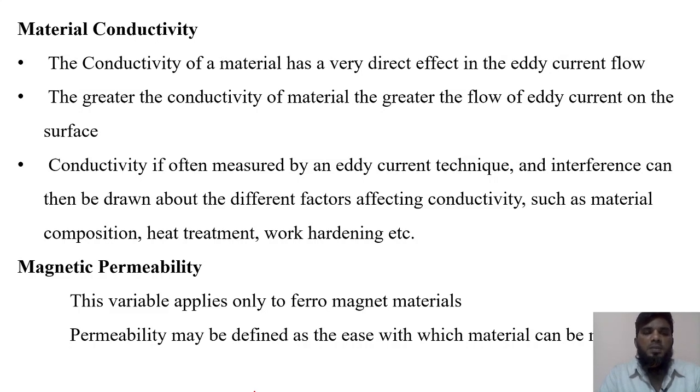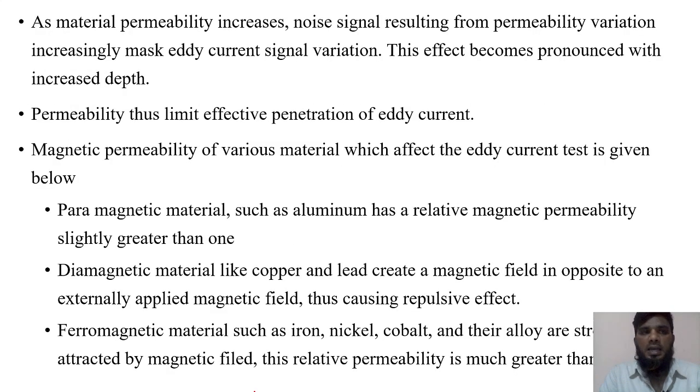Next is magnetic permeability. This variable applies only to ferromagnetic materials. The permeability may be defined as the ease with which the material can be magnetized. As the material permeability increases, noise signals resulting from permeability variation increasingly mask eddy current signal variations. This effect becomes more pronounced with increased depth.